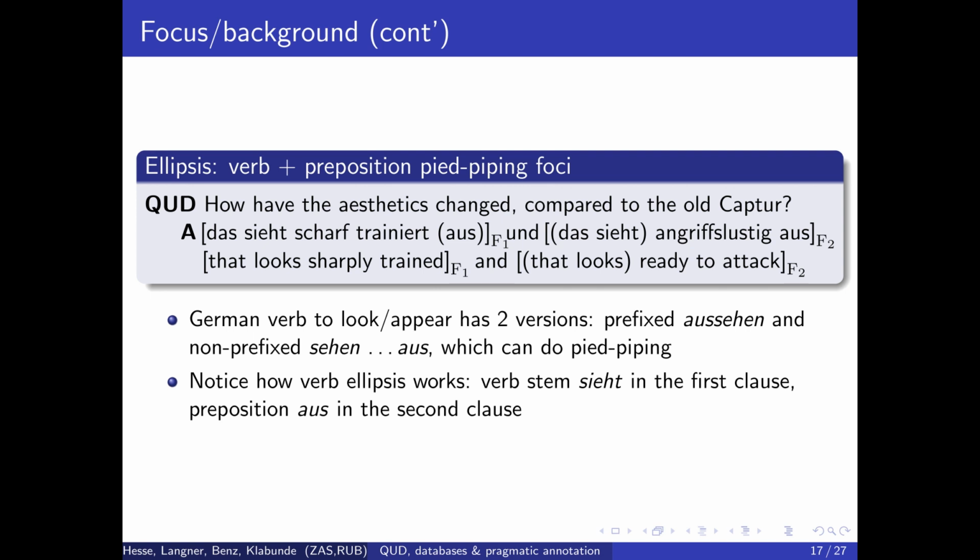And there are two versions of these verbs in German. One version has the preposition prefixed, so you can have the aus with the sieht, aussehen. And then there's a non-prefixed version where you split them. You have the verb stem as a full verb, as the main verb, and then the preposition is actually realized syntactically as a preposition. And the crucial thing here is there's ellipsis happening, but there's also pied piping happening.